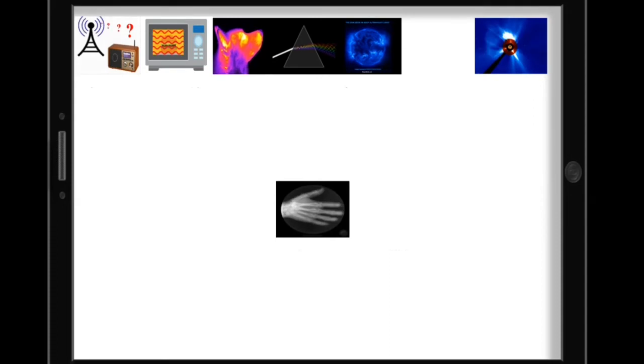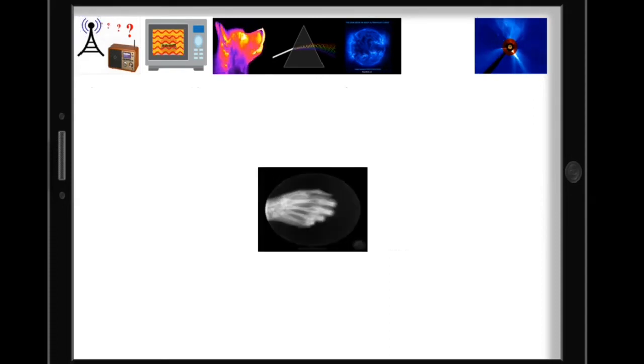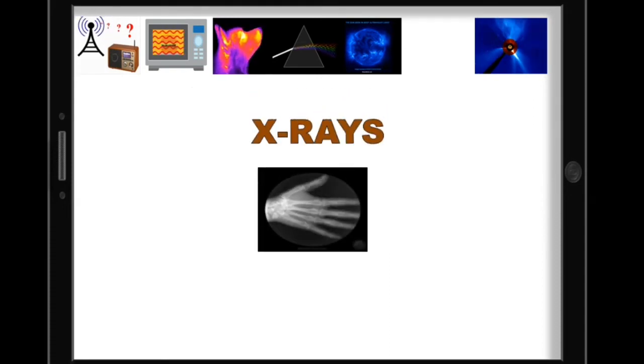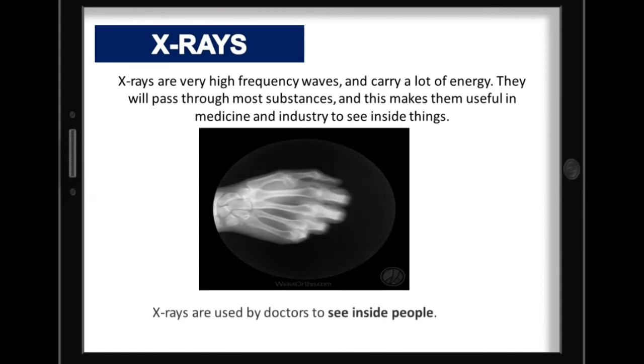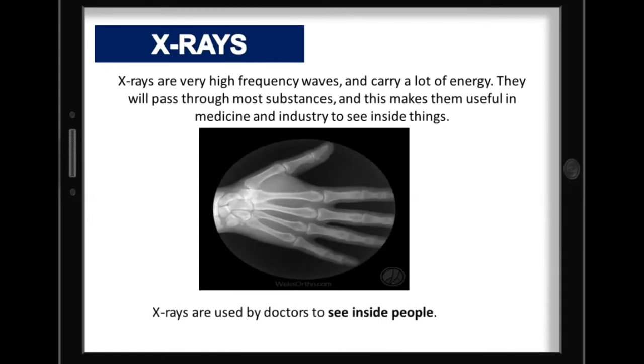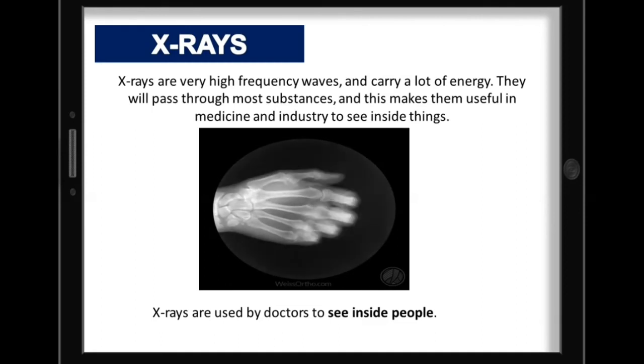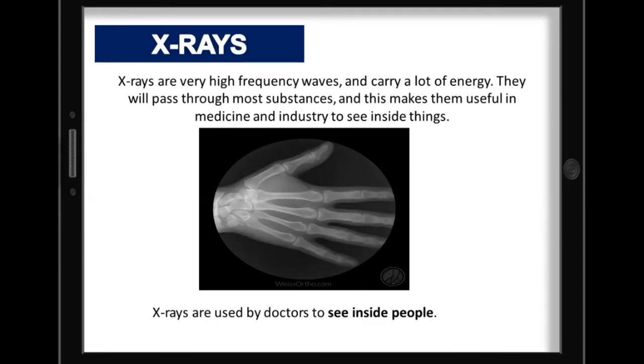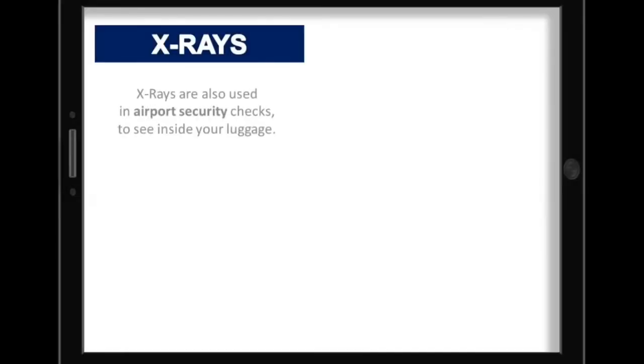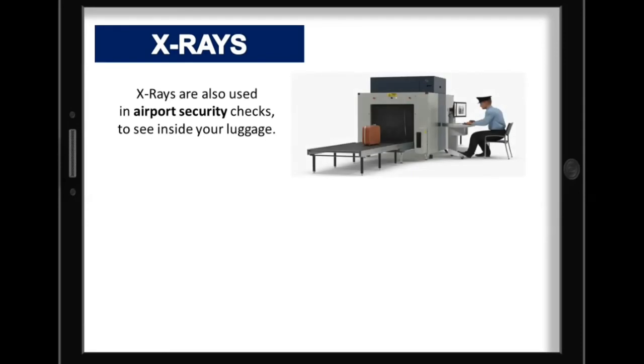Classified as part of ionizing radiation, this type of EM wave is known as X-rays. X-rays are very high-frequency waves and carry a lot of energy. They will pass through most substances, and this makes them useful in medicine and industry to see inside things. X-rays are used by doctors to see what's inside people. X-rays are also used in airport security checks to see inside your luggage.